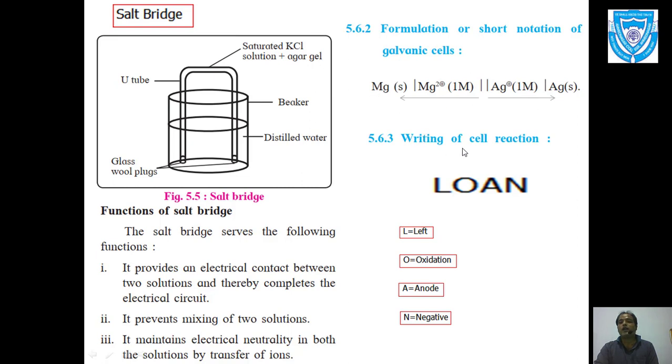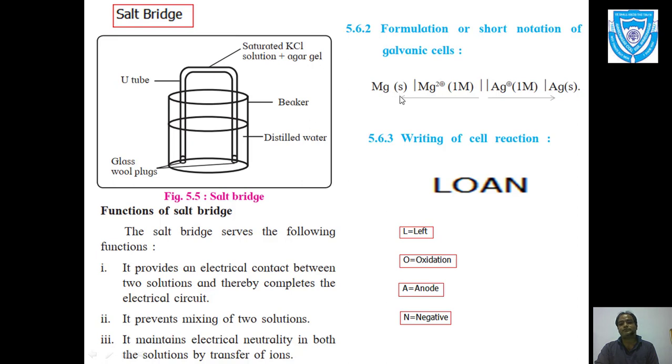Next, writing of the cell reaction. We'll consider the same example for writing the cell reaction. There is one trick, that is LOAN. It is a very simple trick for writing the cell reactions. L stands for left. That means in this short notation, using the same example, left means this left hand side. O stands for oxidation. That means oxidation takes place on this magnesium electrode.